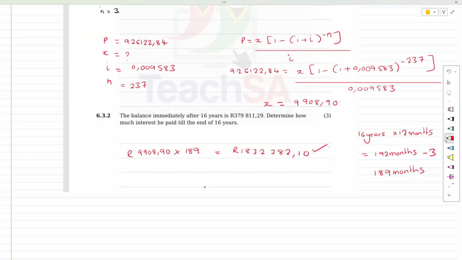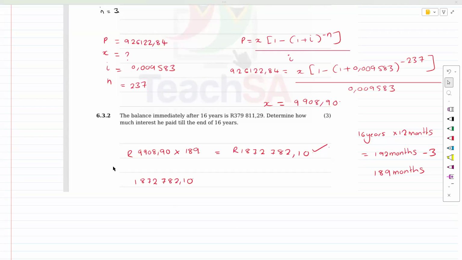Now this total amount is fine. This total amount is not very difficult to deal with, but there is some parts that we need to deal with. So we can take the interest amount. So this is the total amount, 1,872,782.10, right? That's the absolute total amount that he pays, right?